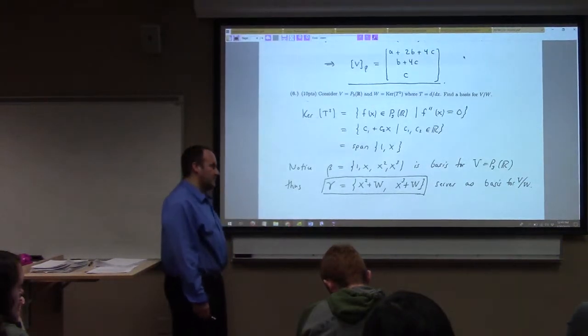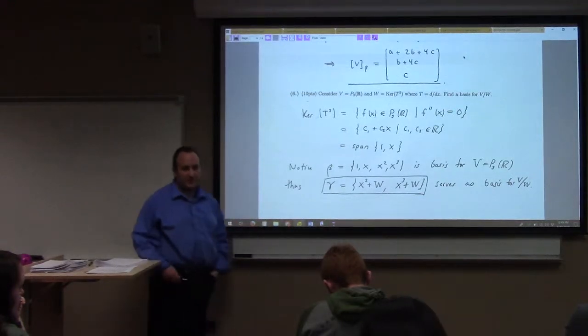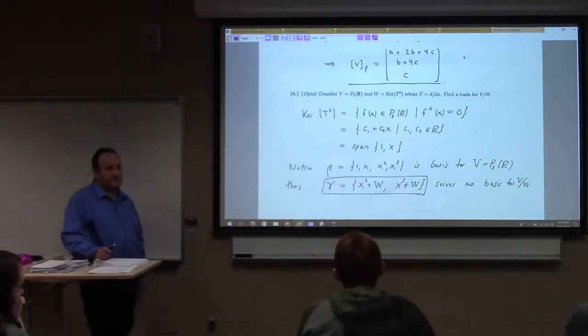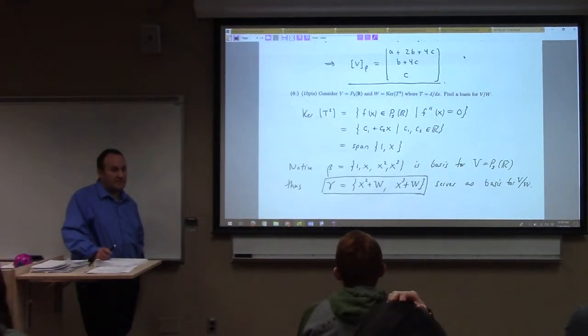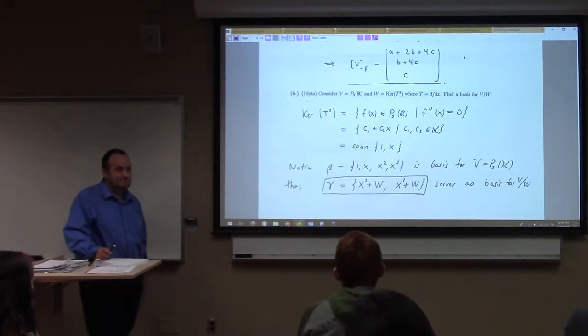This is, in fact, the mechanics of the theorem which proved that the dimension of V mod W was the dimension of V minus the dimension of W. The proof of that theorem basically involves this construction in the abstract. So that's how you do it.